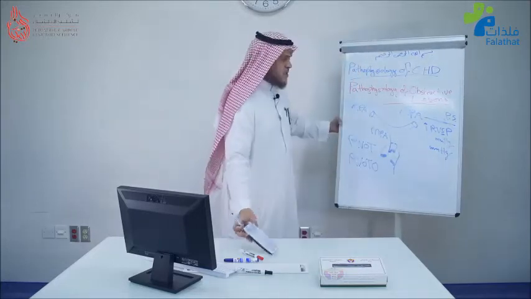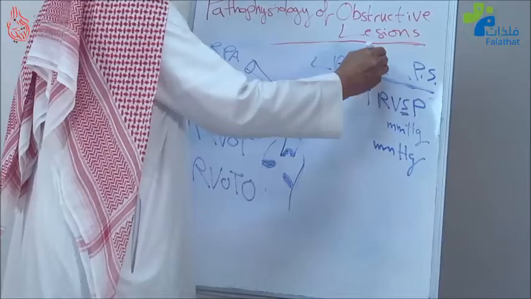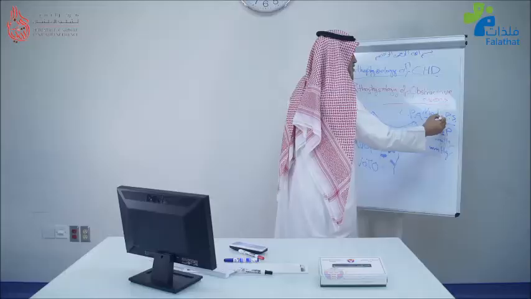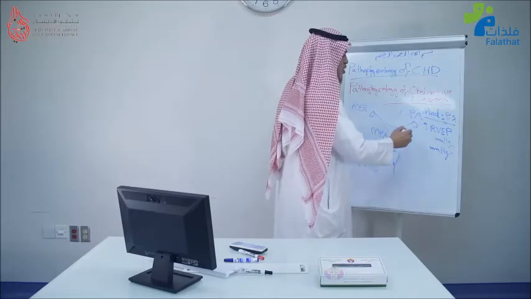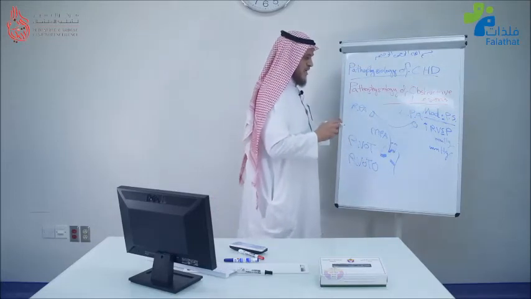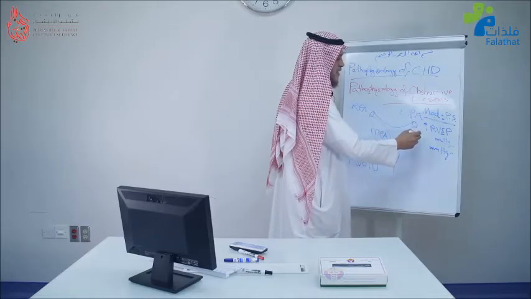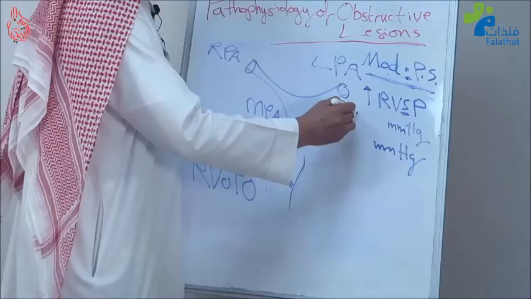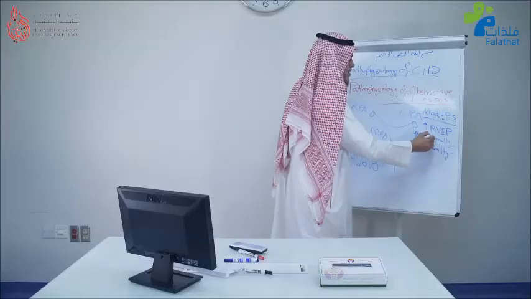Again, moderate PS, whether this is sub-PS, valvar PS, supra-PS, moderate PS will also elevate the right ventricular systolic pressure. But this time, the right ventricular systolic pressure will be elevated between 45 to 60 millimeter mercury.